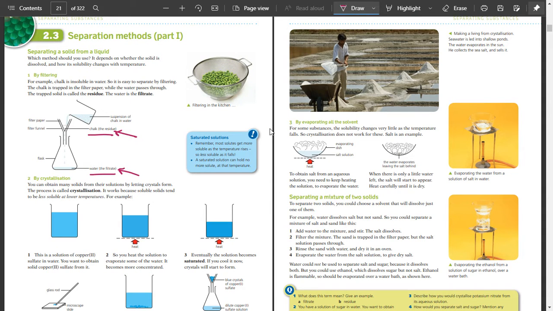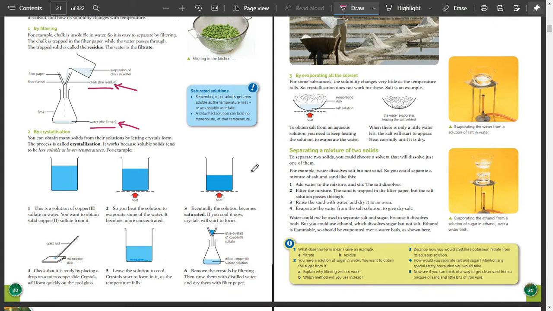So filtration requires a filter paper, and the idea behind this is that insoluble substances will be kept behind by the filter paper, and it will form a residue. So you could use a relatively insoluble substance like chalk dissolved in water. You could filter it through a filter paper. The filter paper will be held by a filter funnel, and it could go into a conical flask. What you have coming through the bottom is called a filtrate. So make sure that you're comfortable with that word.